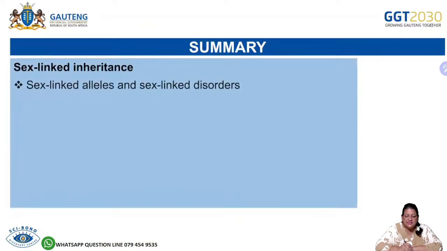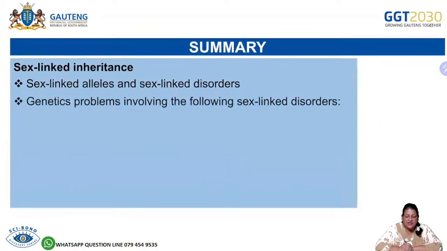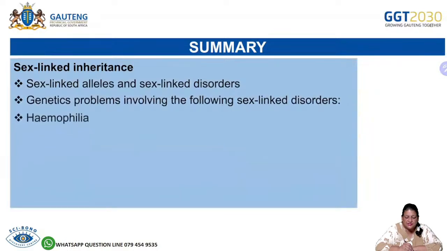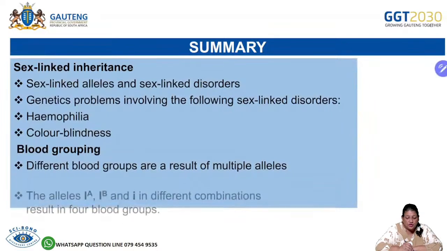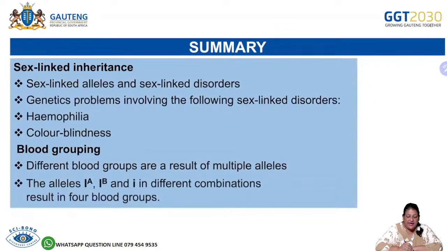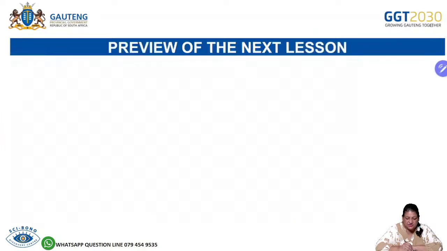And remember, sex-linked disorders are genetic problems. Examples of sex-linked disorders are hemophilia and color blindness. Blood grouping, remember this, is caused by multiple alleles, and we have blood group I to the power A and I to the power B, which are dominant, and small letter i is recessive.